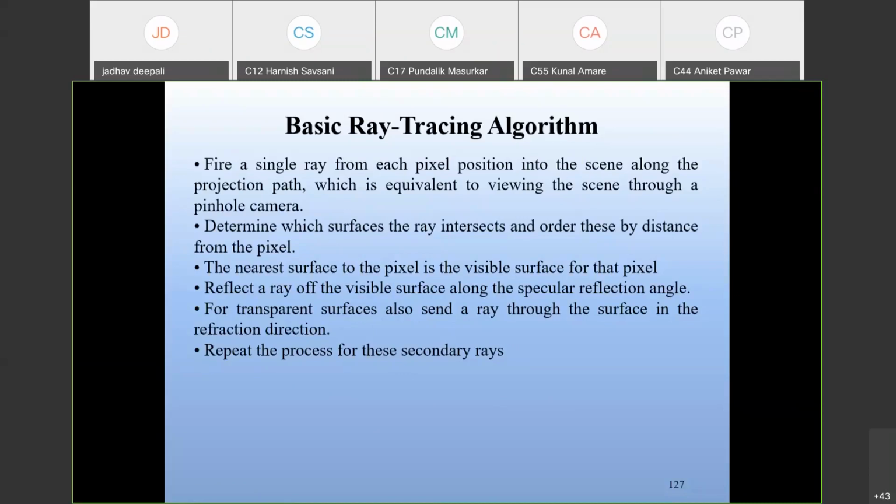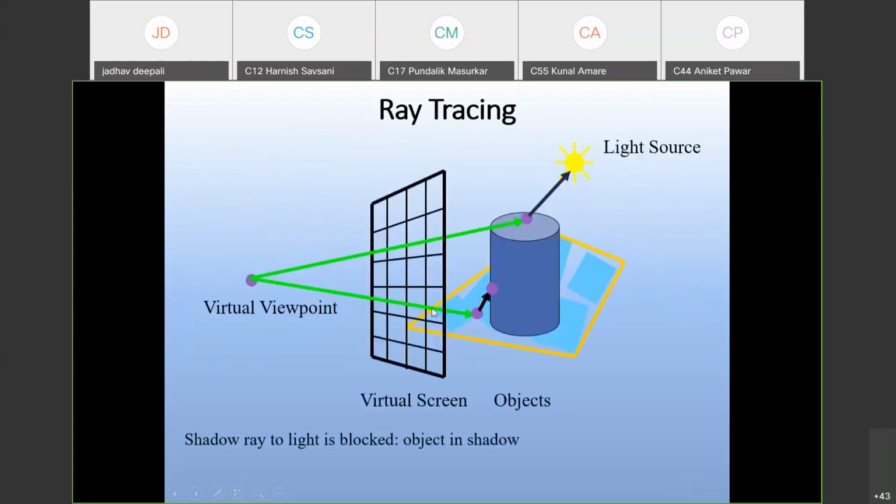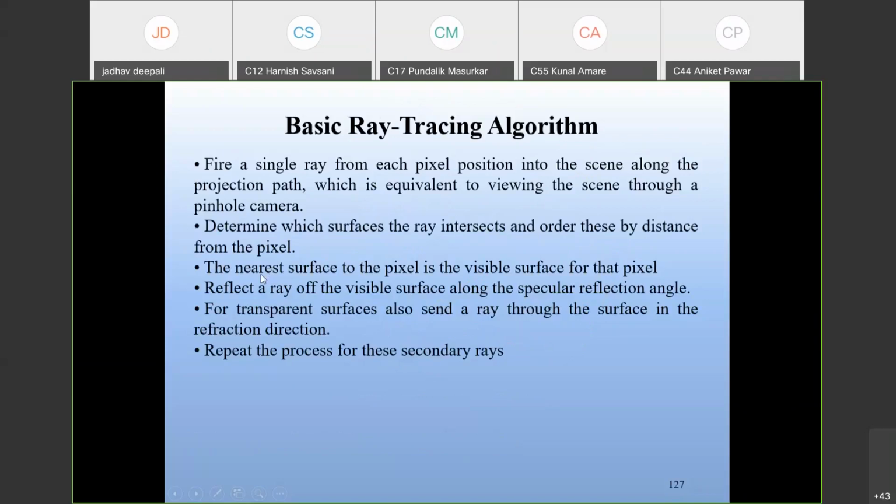The nearest surface to the pixel is the visible surface for that pixel. Which is the nearest here? Suppose I say here is the pixel, and the ray is sent from here. This is the nearest surface, so we can say that from this viewpoint, this is the visible surface. Why? It is the nearest, the ray directly intersects this surface. The nearest surface to the pixel is the visible surface for that pixel.